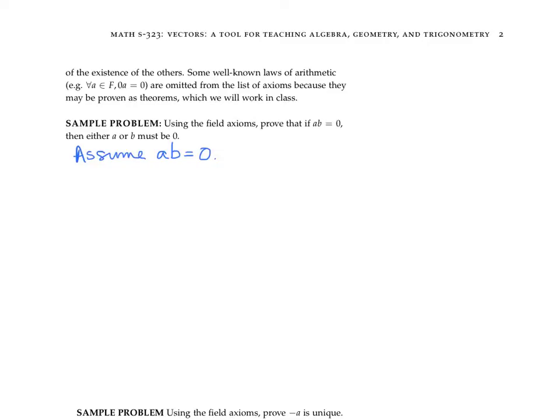All right, case 1. A is equal to 0. Now, we see if the then part of our statement is true. If A is equal to 0, is the statement either A or B must be 0 true? It certainly is. A equals 0. The statement A or B must be 0 is true. I know it's trivial, but to do a formal proof, you really need to go through both cases.